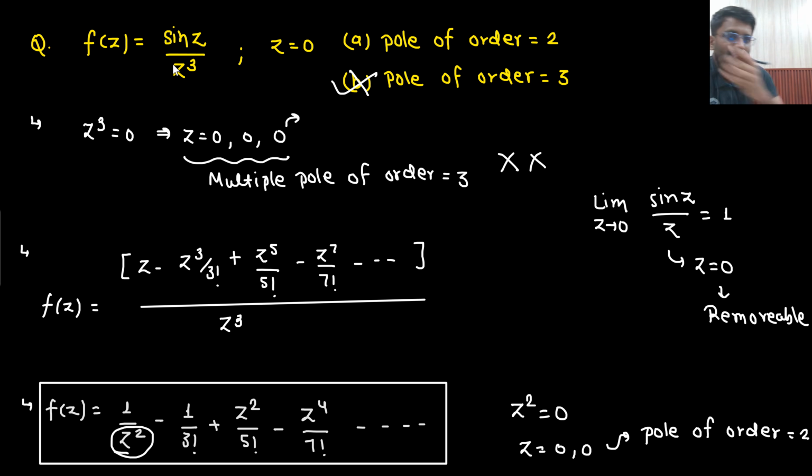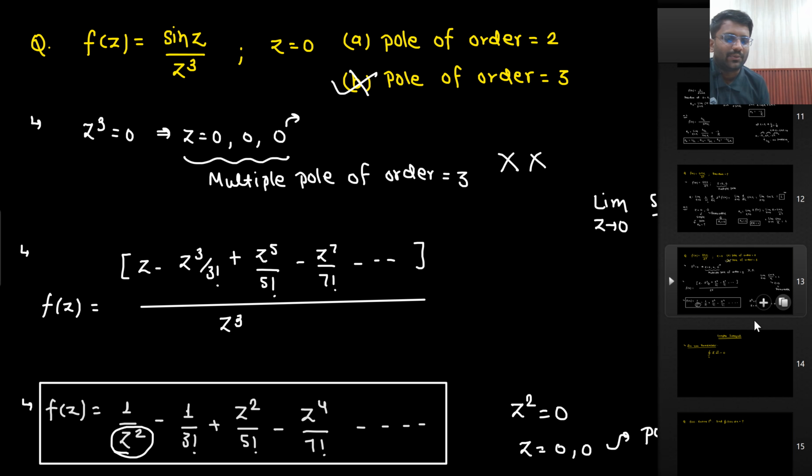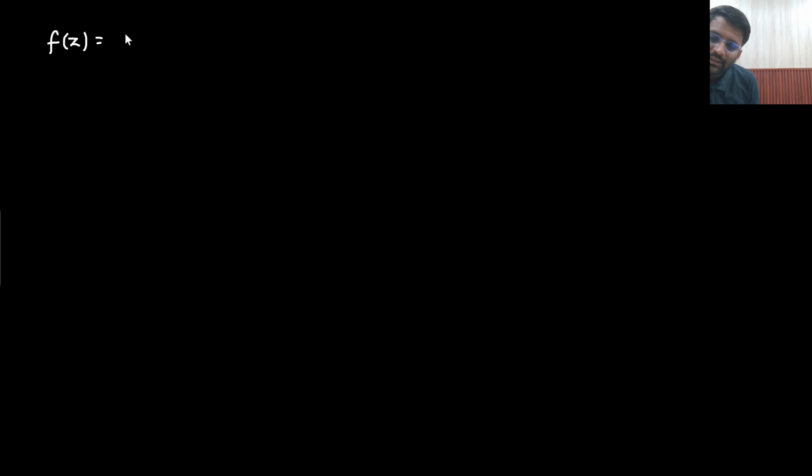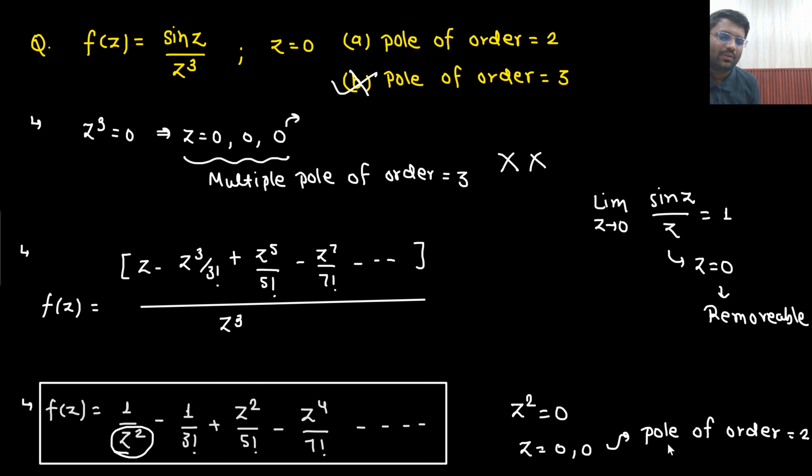Now sir, if this question is coming, I need to find out the residue. The same question, f of z equals sin z by z cube. Sir, I need to find out the residue. So what should I consider? Should I consider the pole of order 2 or the pole of order 3?